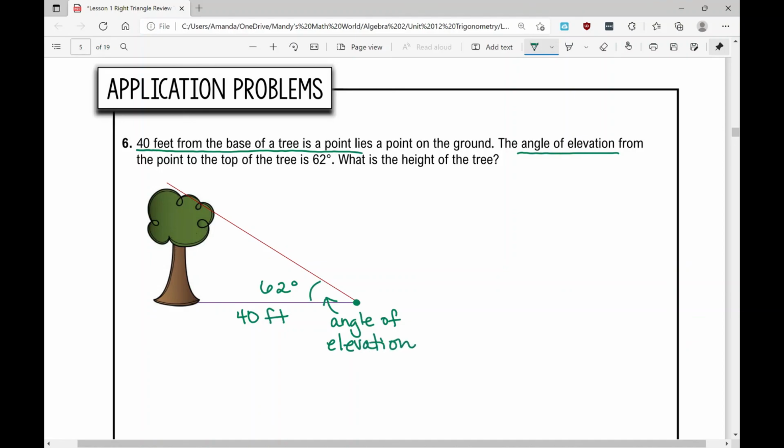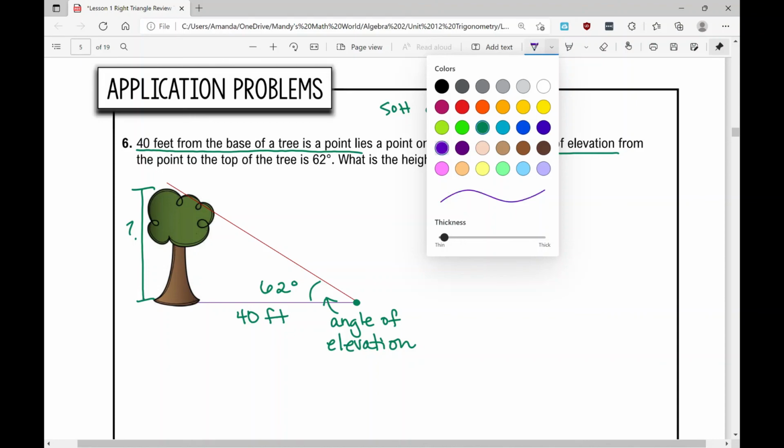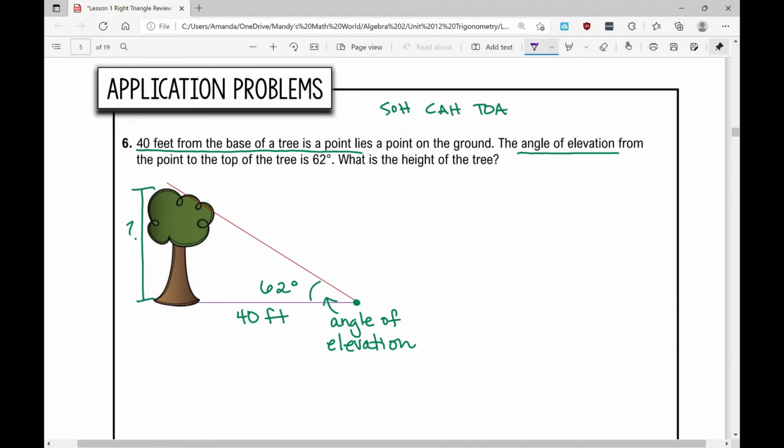The angle of elevation. So we're looking for the height of the tree, which is this right here, the length of that. Here we have a right triangle, and we know this angle measure. We know the length of the side that's adjacent to it, and we're looking for the length of the side that's opposite of it. So I'm going to write my little SOHCAHTOA, which I do on the top of every paper when I'm doing right triangle trig, and I'm going to set up an equation.